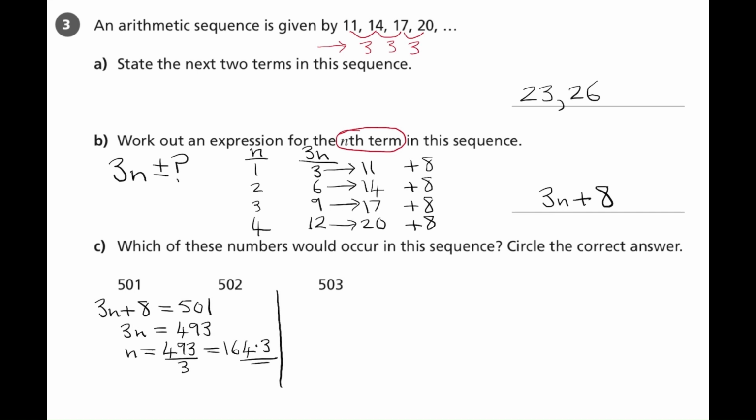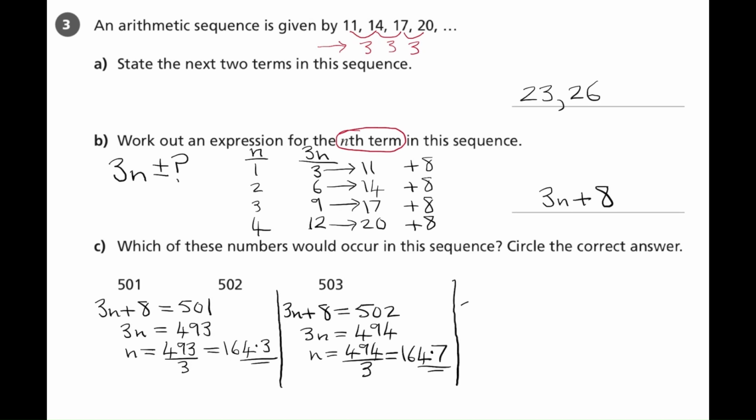So we now take our nth term again, 3n add 8, and we see if it could equal 502. And we repeat the process, take 8 off both sides, 3n would equal 494, and then divide by 3. So 494 divided by 3, and that would give us a value of 164.7. So that's not a whole number. So we're guessing that 503 will be the answer, but we need to be sure.